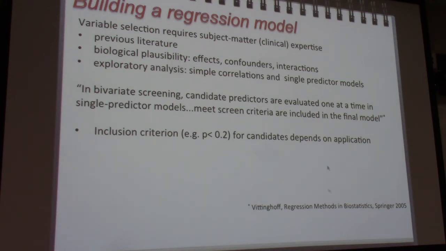And this is a nice definition from Vittinghoff's text on regression models and biostatistics, which is actually a Stata text. Suzanne, if you'd like a good Stata text on regression models, it's nice. Vittinghoff has a chapter on bivariate screening, and he basically says we evaluate our candidates one at a time in single predictor models, and we have an a priori criterion, and if it meets that criterion, we include it in the final model. And by a priori criterion, it doesn't have to be statistically significant. Often I use a threshold of 0.2. Depends on my application, depends on how much pruning I need to do. So all I want is enough evidence that there might be a relationship there that I should include it. So that's kind of a judgment call.